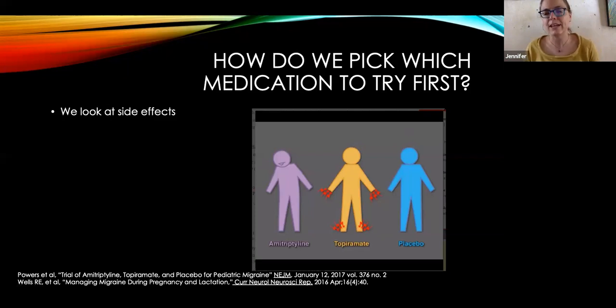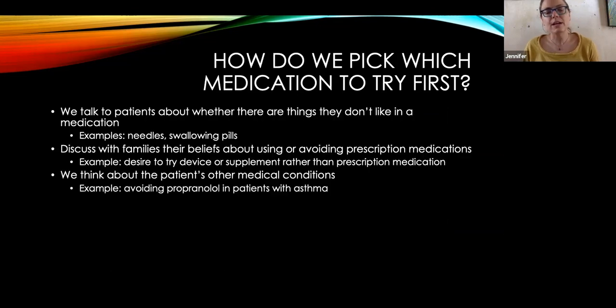And if they have a really low body mass index, I'm not going to want to give them topiramate because that reduces your appetite. If they have terrible insomnia, I might want to give them amitriptyline because it has a side effect of making you sleepy, so it might help their insomnia. So another thing we think about is side effects. And then we also have to talk to families and patients about whether there are things they just find unacceptable in a treatment.